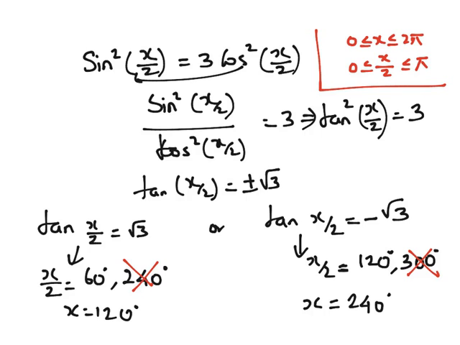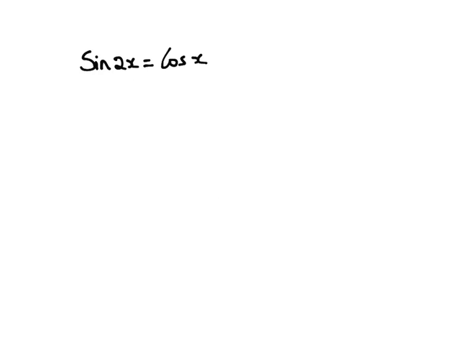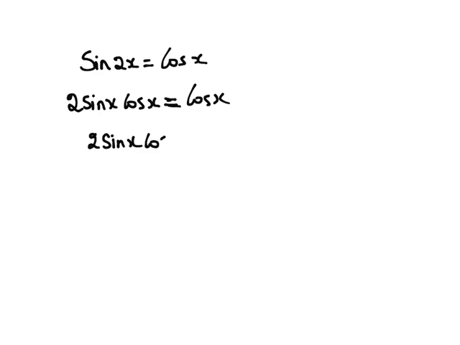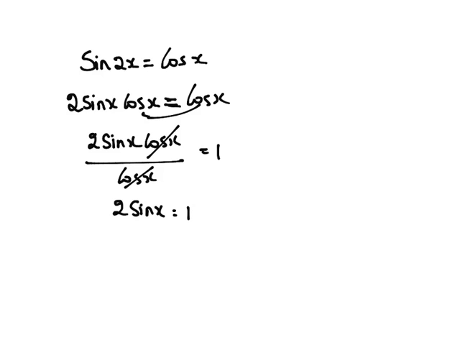Fine. Let us look at another problem. Now look at this problem. Sine 2x equal to cos x. Now we know that sine 2x can be written as 2 sine x cos x equal to cos x. Now after this, I have seen many students commit this mistake. They write 2 sine x cos x divided by cos x equal to 1. That means they bring the cos x to the denominator, and then they cancel cos x and cos x, and they write 2 sine x equal to 1.